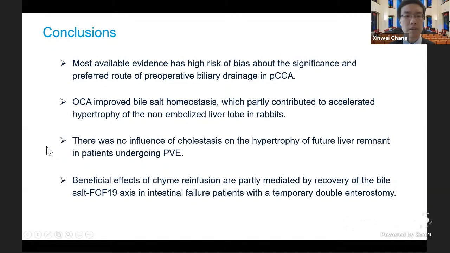Conclusions. Most available evidence has high risk of bias about the significance and preferred route of preoperative biliary drainage in perihilar carcinoma. OCA improved bile salt homeostasis, which partly contributed to accelerated hypertrophy of the non-embolized liver lobe in rabbits. There was no influence of cholestasis on the hypertrophy of the future liver remnant in patients undergoing portal vein embolization. Beneficial effects of chyme reinfusion are partly mediated by the recovery of the bile salt FGF19 axis in intestinal failure patients with a temporary double enterostomy.